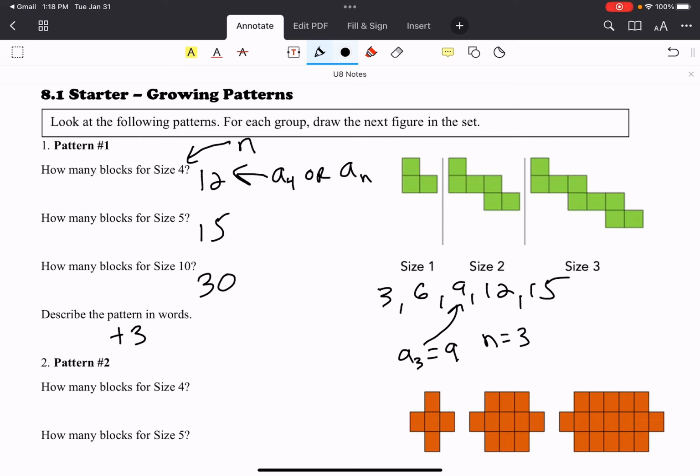The n is just asking for which number in the list do you want? So the n really just means size 1, 2. You got it. So if I asked you what a sub 1 was, you would tell me 3, right? But if I said, what's the n for this term, you'd say 1. For that term, n is 1, a sub n is 3. You with me? Okay.